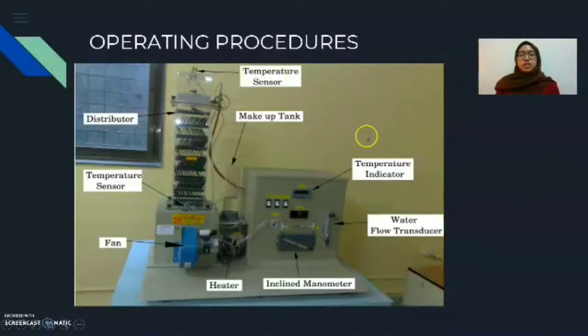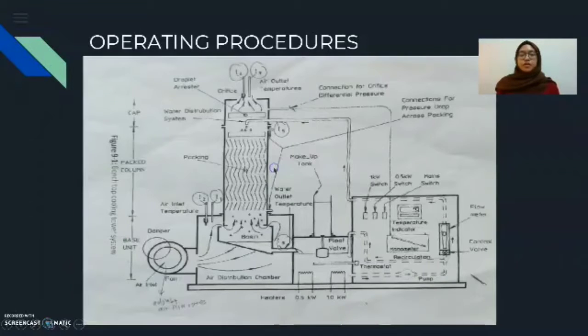So as you can see, this is a figure of the benchtop cooling tower. There is the temperature sensor over here, distributor, temperature sensor again, fan, heater, inclined manometer, water flow transducer or the control valve, the temperature indicator, and the makeup tank. This figure shows the inside of the benchtop cooling tower.